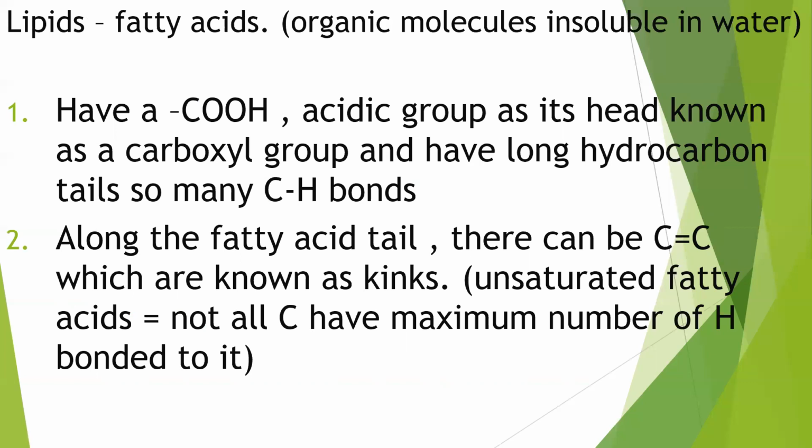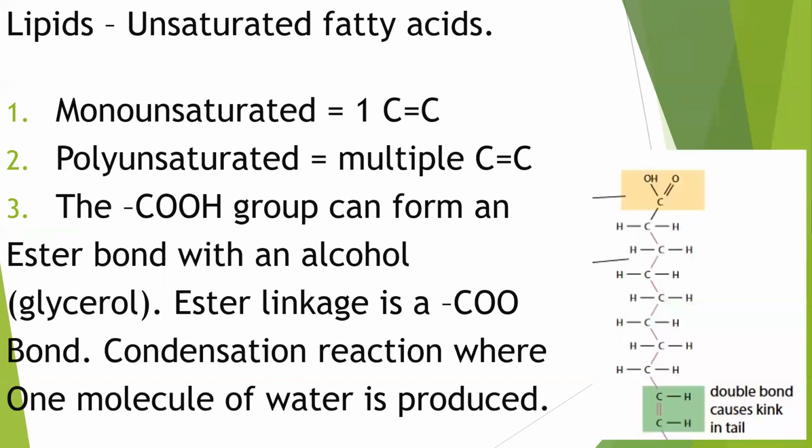And along the fatty acid tail, as we talked about in the cell surface membrane chapter, there can be multiple C double bond C along the tail, which are known as kinks. So it basically forms an unsaturated fatty acid. Unsaturated means that it does not have the maximum number of hydrogens which can be bonded to it, right? Okay, so this is a fatty acid.